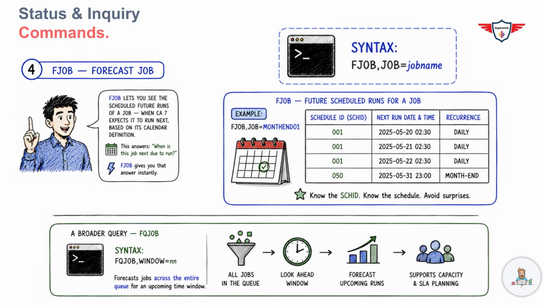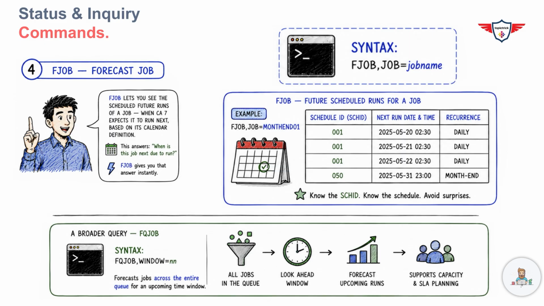And this is useful when business stakeholders ask, okay, when is this job next due to run? So probably what you can do is quickly go back, run this particular command and find out when this job is scheduled to run next. A broader query would be FQ job. That means it will forecast jobs across the entire queue for an upcoming time window. Both commands are essential for capacity planning and SLA conversations.